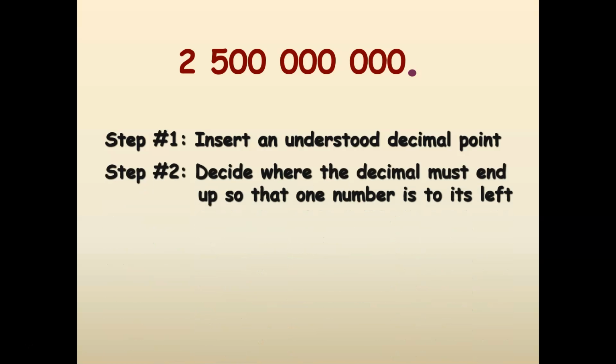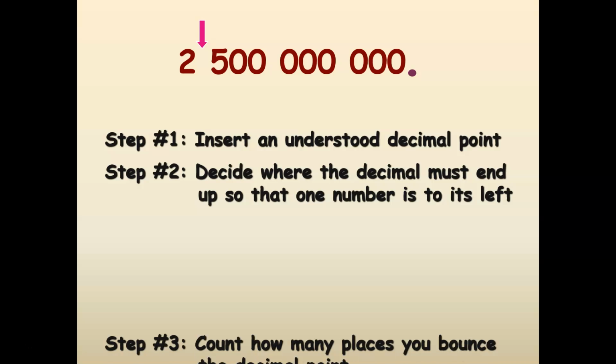Okay. Step 2 is we have to decide where the decimal must end up so that there is one digit to the left of the decimal point. So we have to decide where that's going to happen. So where are we going to put that? We follow the arrow and we see, oh, we're going to put it between the 2 and the 5. So the 2 is the only digit that's going to be to the left of the decimal point. And that's okay because there's only one digit to the left.